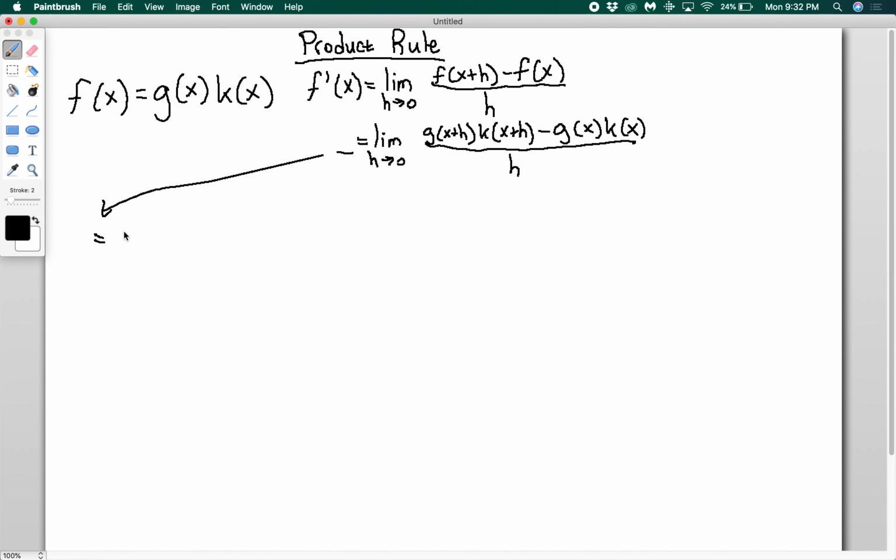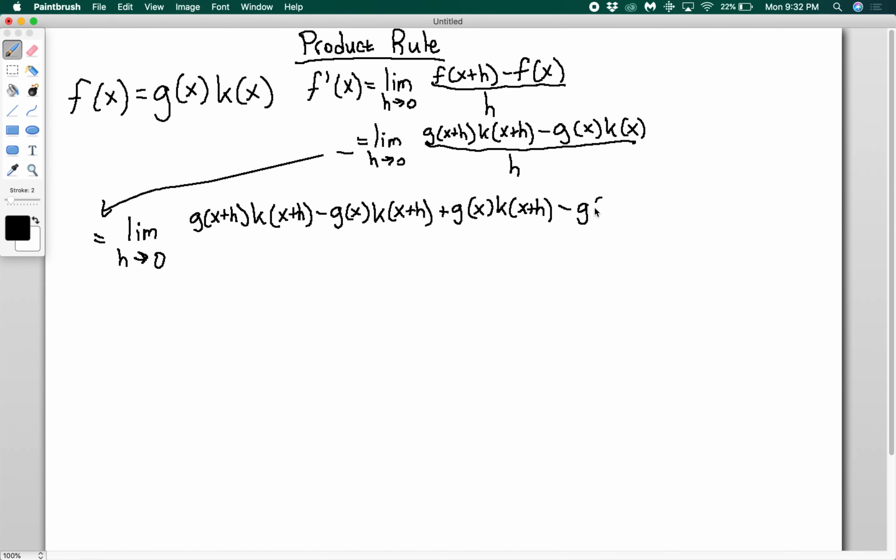Now I'm going to do something a little weird. I'm going to add 0 to this. What I really mean is I have the limit as h goes to 0 of g of x plus h times k of x plus h. And here's where I'm adding 0. I'm going to subtract g of x times k of x plus h, and then add it back. So I add g of x times k of x plus h, and I still have the minus g of x times k of x at the end. And this is all divided by h.